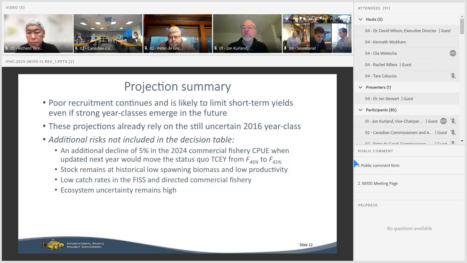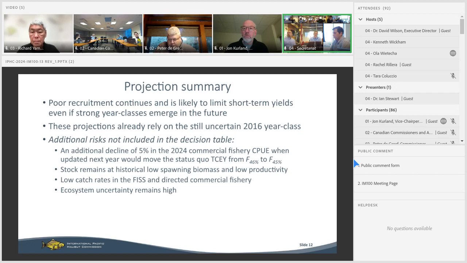To summarize the stock assessment projections, as I mentioned, we are in a continuous case of poor recruitment up at least through 2016. And those year classes through 2016 are already enough to essentially dictate the projection over the next several years. Even if we saw another year class coming in 2017 or 2018 or subsequently, we are still in a situation of limited short-term yields, even if those potential strong year classes were to emerge in the near future. And there's certainly no guarantee that that's going to happen.